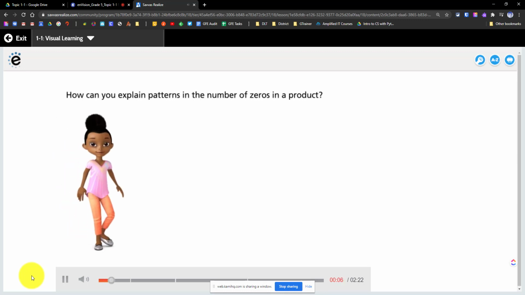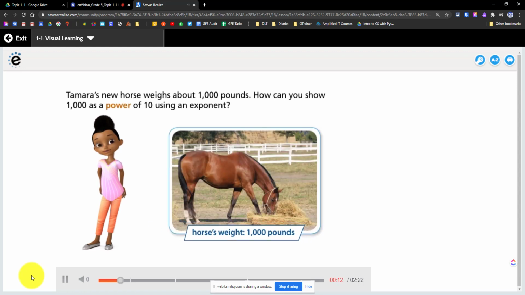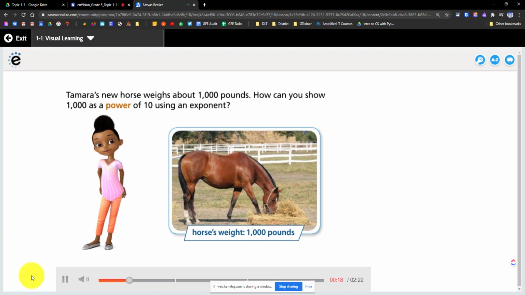How can you explain patterns in the number of zeros in a product? Tamara's new horse weighs about 1,000 pounds. How can you show 1,000 as a power of 10 using an exponent? So how can we use that pattern to show 1,000 as a power of 10 using an exponent? And the answer for that, remember, is in sections B and C. So let's keep going.